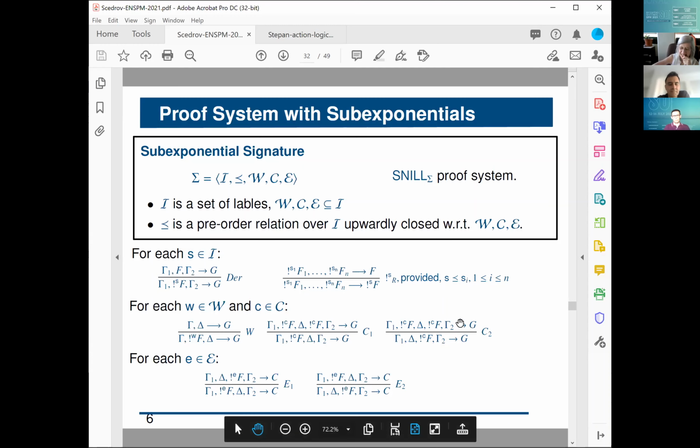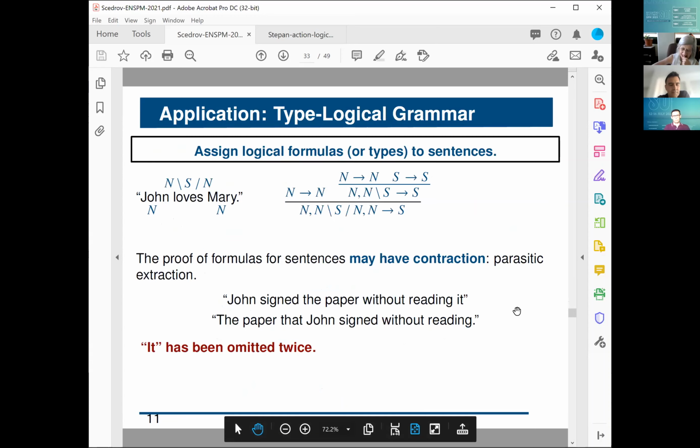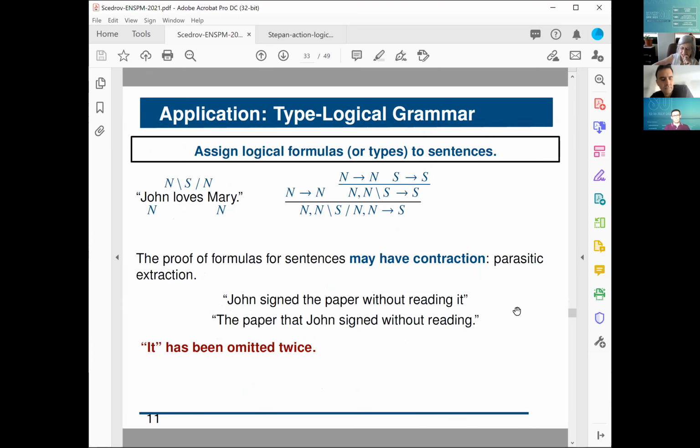Okay, so this is what we're going to do. There are many details here. I'm almost running out of time. We're now going to use these exponentials to try to deal with the following kind of things from linguistics that the lambda calculus has trouble with. So look at the sentence: John signed the paper without reading it. And then you make the phrase: the paper that John signed without reading.